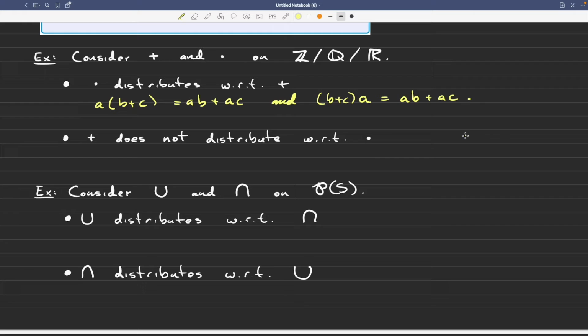But on the other hand, addition does not distribute over multiplication. For example, 2 plus 3 times 4 does not equal 2 plus 3 times 2 plus 4, right? Because on the left-hand side, that works out to 14. And on the right-hand side, let's see what you got there: 6 times 8, that's 48. So yeah, 14 and 48 are not equal.